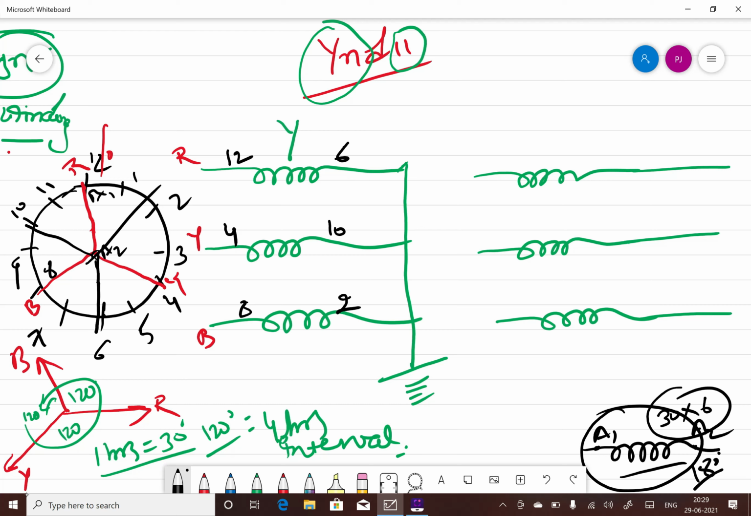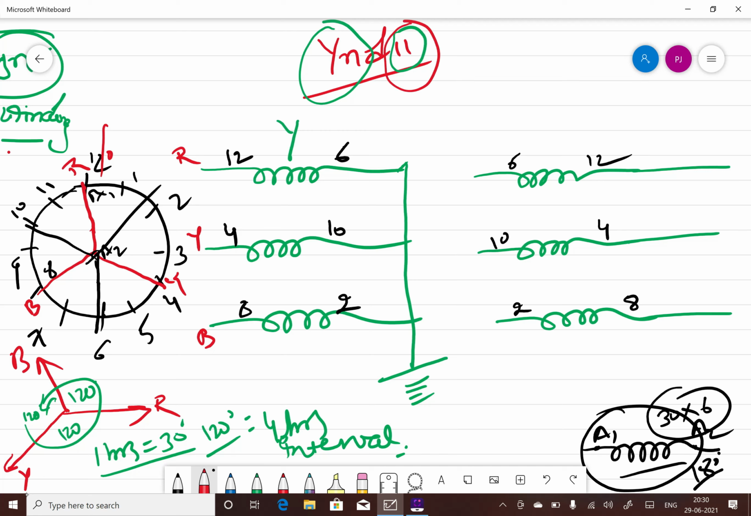Now in case of delta, we know that our HV and LV windings are always wound on the same core. So if your HV and LV windings are always wound on the same core, that means the voltages developed will also be in the same sequence. So now if this is on the star side, you must write the same thing on the delta side also. Just write this: outer side is 6, inner side is 12. Similarly this is 10, 4, 2, 8. And now what connection do you want to have? You want to have your connection as YND 11.